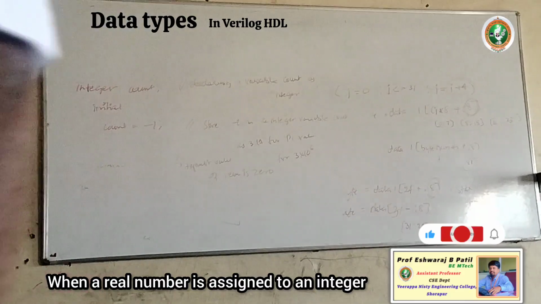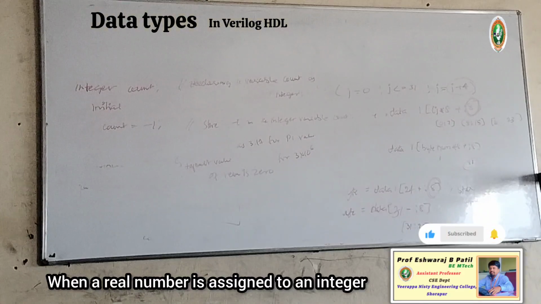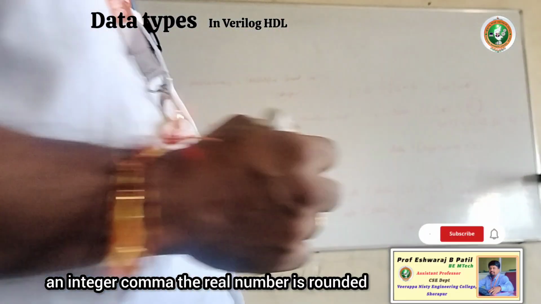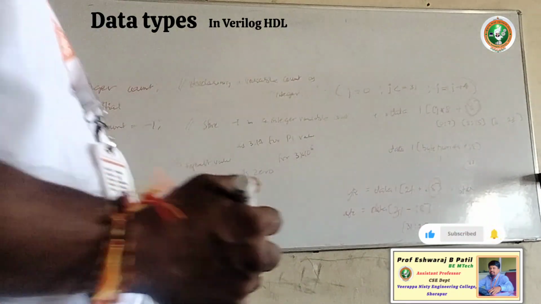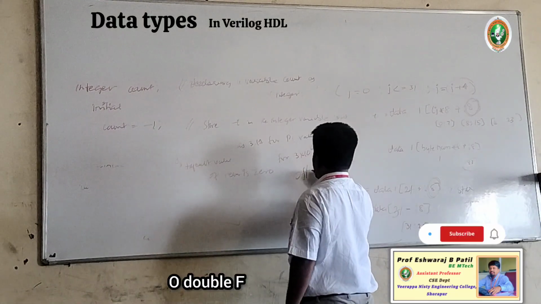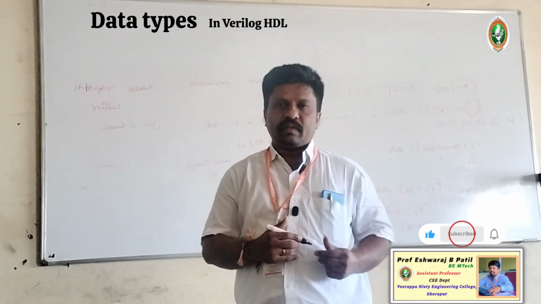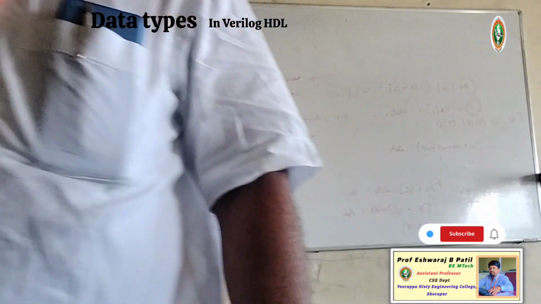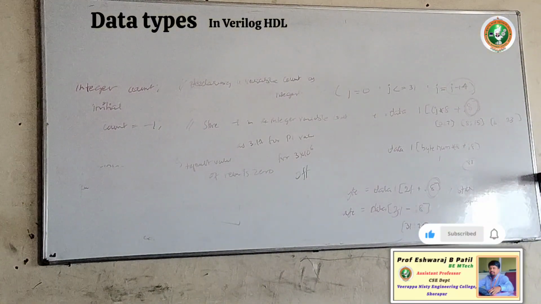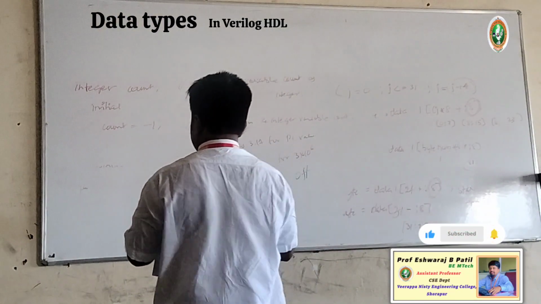when a real number is assigned to an integer, the real number is rounded off, rounded off to the nearest integer. Next point.